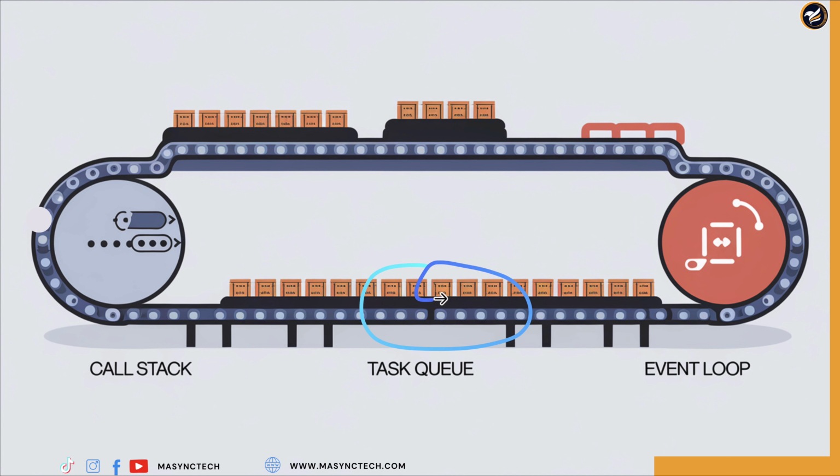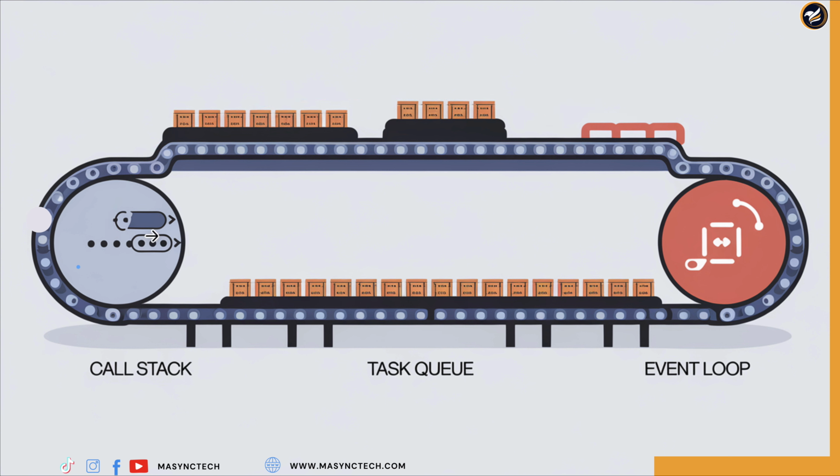So in the task queue, as soon as it finishes, the event loop keeps checking the task queue. If that function is finished, then the event loop will move that function to the call stack to be executed. So in this case, the event loop keeps checking. In case the call stack is empty and we have some functions in the task queue, then it moves them to the call stack, and the call stack is going to execute that function.